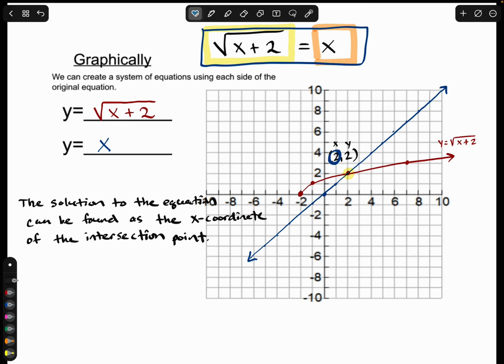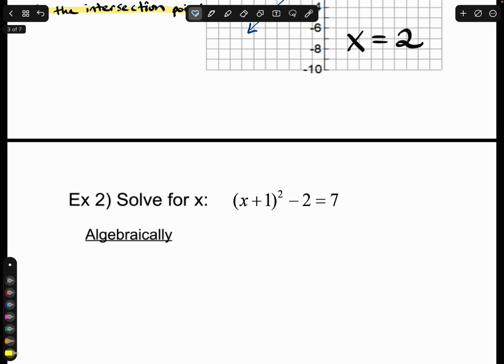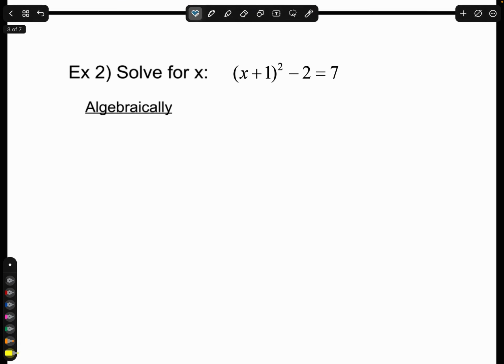This is really important to remember. It's the x-coordinate. It's not the whole point, right? Because in our original problem, we need a value. We're not going to get an answer that's a point for an equation like that. We need a value. That value here is x equals 2. Where do we find it? We find it at the intersection point. It's the x-coordinate of the intersection point. All right, let's move on to another one.